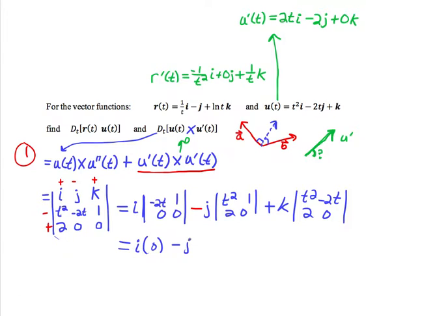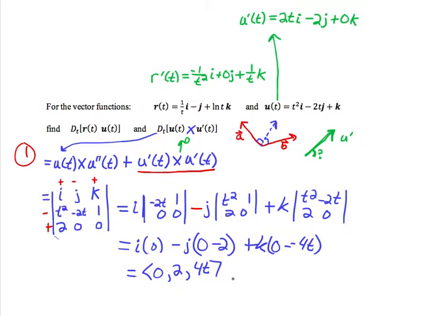So this is minus j, and we're going to have 0 minus 2 there, not quite as boring. And then here we're going to have k and 0 minus a negative, I'm going to write that down, minus a negative 4t. Okay, so that's going to lead to a vector of 0, 2 in the j, and positive 4t in the k direction. So there we go. There's our first way to do this problem.